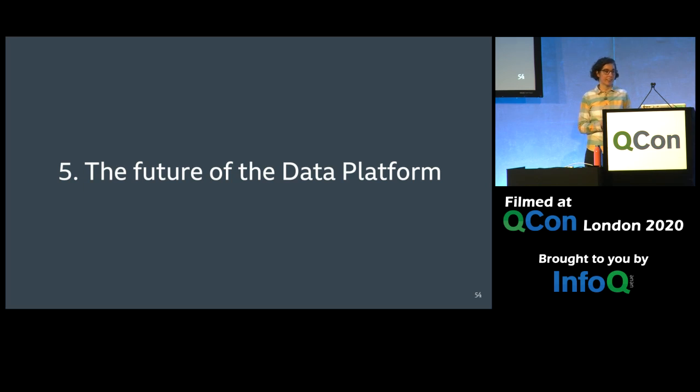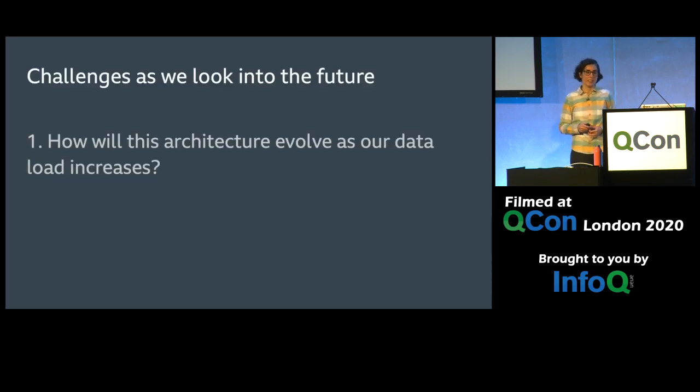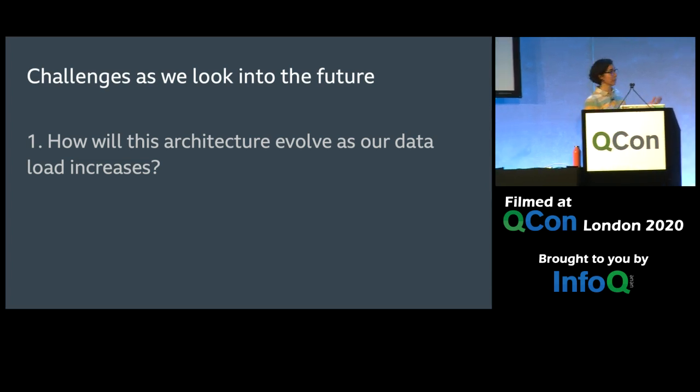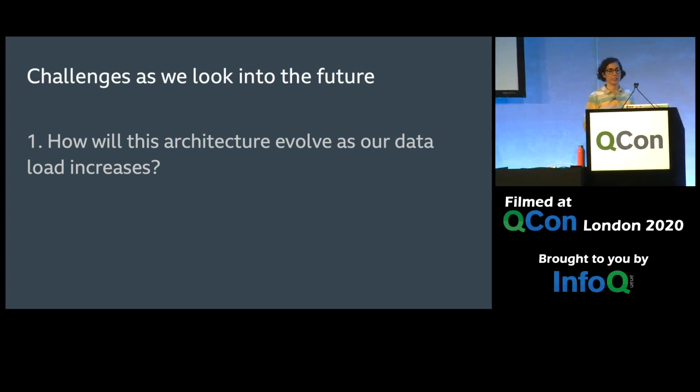This is bringing us towards the end of where we are now, but we're already having conversations about where the future of our data platform lies. Where are we going with this? So what are the challenges? Well, for me, mainly it's how are we going to change this architecture as our data load increases? Also, our user base internally is increasing, and that is a separate challenge, but that's another talk altogether.